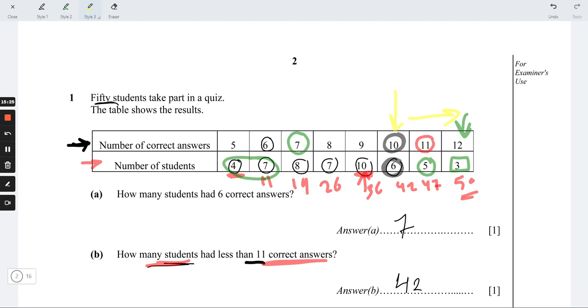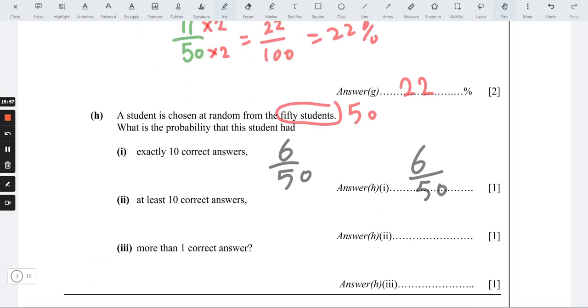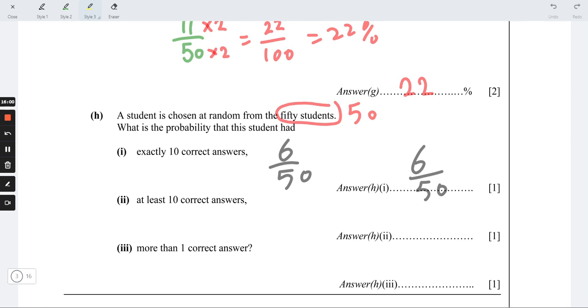10 and above, what will we use? We will use 6 plus 5 plus 3, then divide it by 15. Exactly. Because we are talking about choosing students who have at least 10 correct answers. So this is the 10 here. 10 and above: we have 10 correct answers, 11 correct answers, 12 correct answers. That means I will add 6 students plus 5 students plus 3 students. So we should write it down here: 6 plus 5 plus 3, which is 14 over 15.